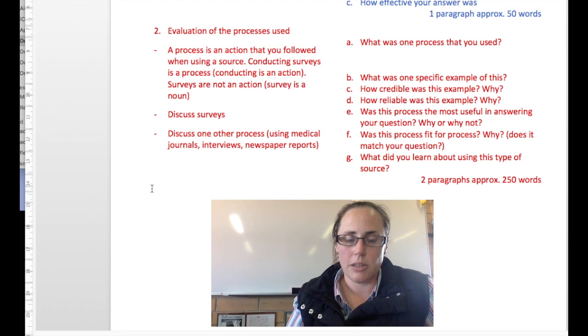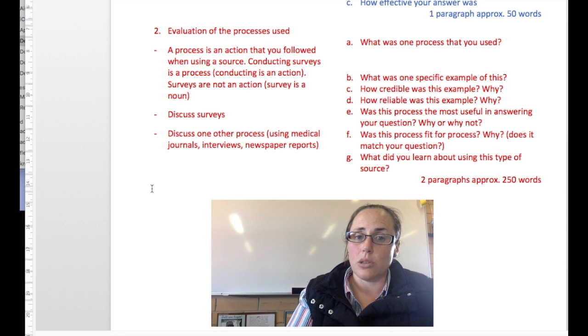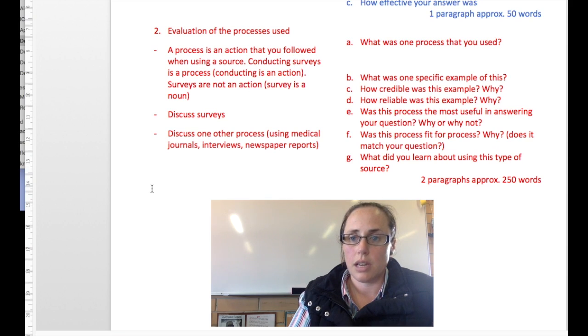That's a process, right? So the evaluation of the processes used, one of them is going to be evaluation of the process of conducting surveys. So what I need you to write first of all is the process that you're talking about. So what was one process that you used? The first process that I used was conducting surveys.